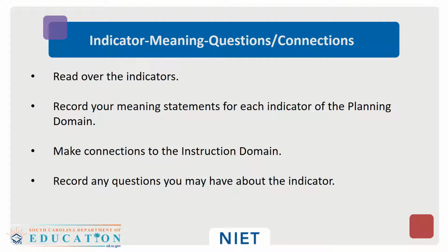Remember, we just spent time connecting environment with instruction. Here is another relationship or example of the holistic nature of the rubric. In this section, we will focus on instructional plans, student work, and assessment. You will need the SCTS 4.0 rubric and handout 4, Planning and Instruction Connection Sheet. For this activity, you will read over the indicators, record your meaning statements for each indicator of the planning rubric, make connections to the instruction rubric, and record any questions you may have about the indicator.